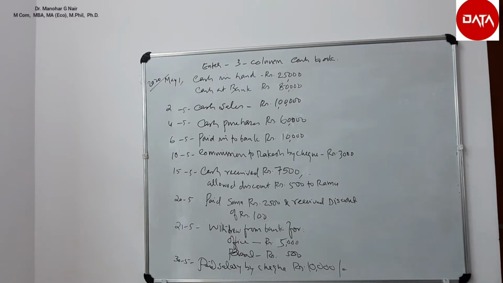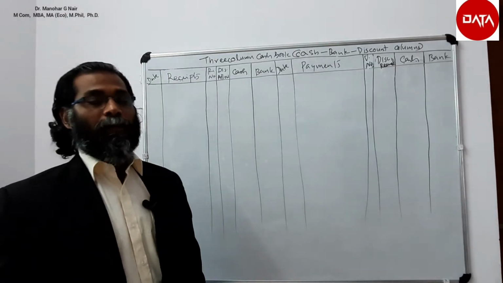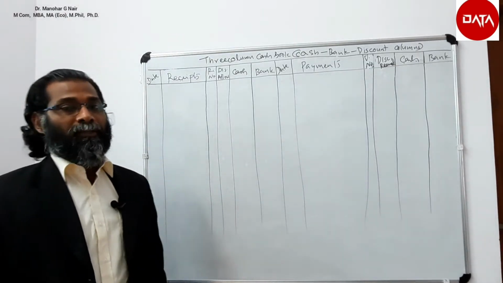On 15th May, cash received rupees 7,500 and allowed discount rupees 500 to Mr. Ramu. On 20th May, paid Somu rupees 2,500 and received discount of rupees 100. On 21st May, withdrew from bank for office use rupees 5,000 and personal use rupees 500. On 30th May, paid salary by check rupees 10,000. So let us practice the question which we have discussed now.